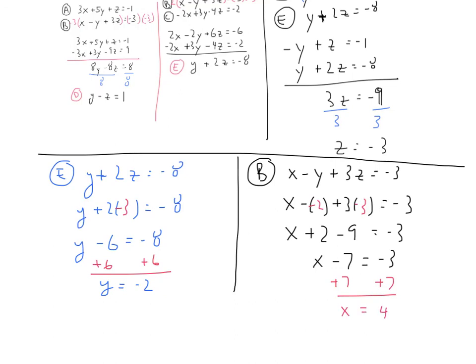Okay, so after all of that hard work, we have our answer, which is the ordered triple: x is 4, my y value is negative 2, and the z value is negative 3. Okay, this is my x, my y, and my z that satisfy the system.